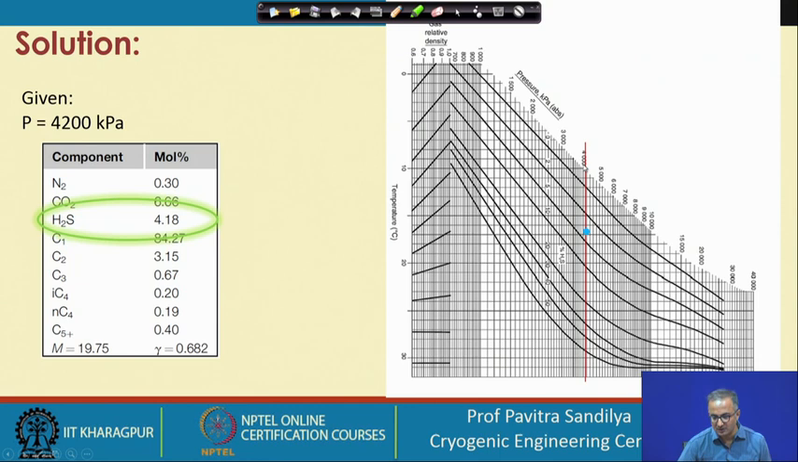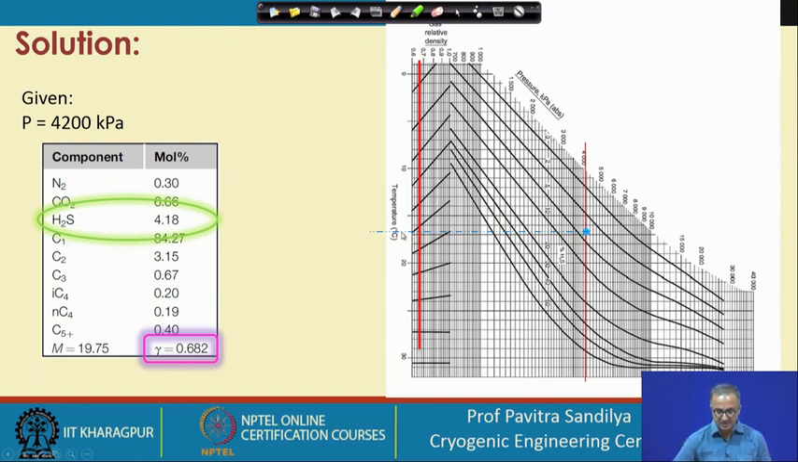So this is 4000 and 5000. This is the pressure line, and wherever the pressure line is, it is not intersecting exactly on 4.18. So what we need to do, between 2 and 5 we have to interpolate to figure out where 4.18 lies, and this is the point where it is 4.18. From the intersection of this H2S curve and the pressure line, we go horizontally to find the temperature here, and we also have to go for the specific gravity that is given as 0.682.